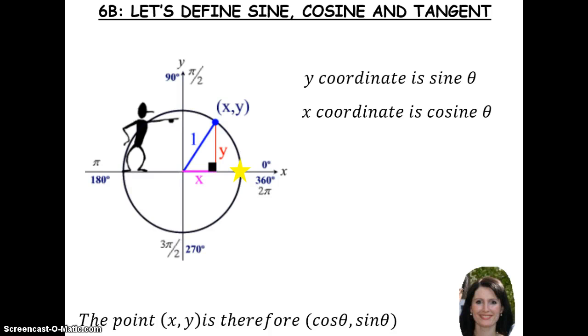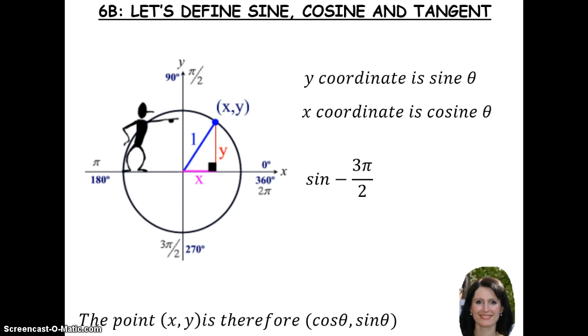Finally, let's look at 2 pi. Sine 2 pi. Do we go up or down? No. So sine 2 pi is 0. Cos 2 pi. We've gone 1 unit in the positive direction of the x-axis. So cos 2 pi is going to be 1.